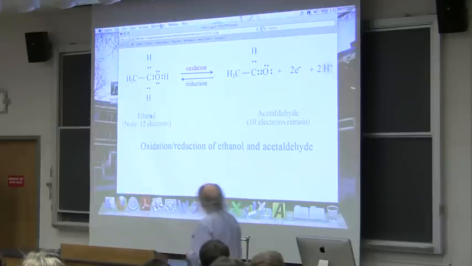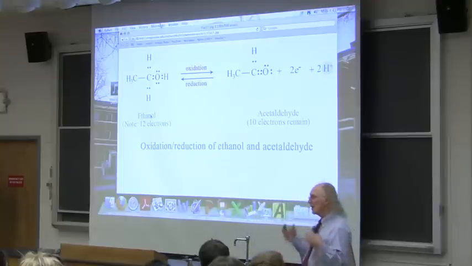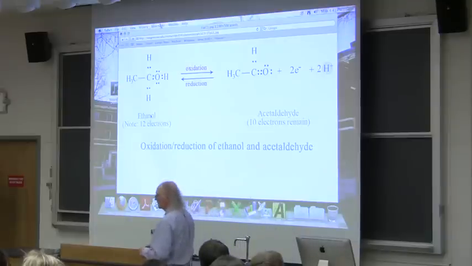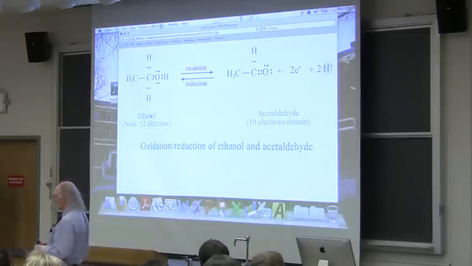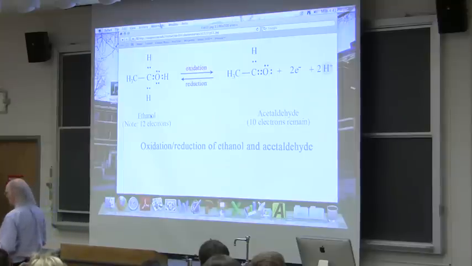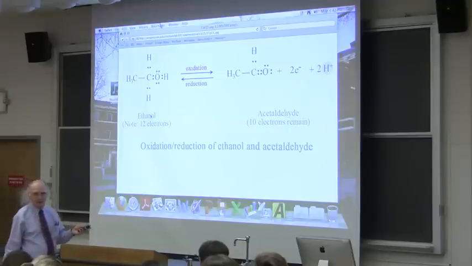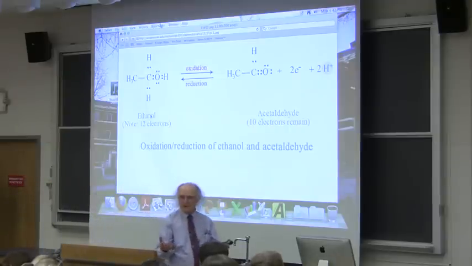Okay? So, if you want a definition for oxidation, oxidation always means loss of electrons. Reduction always means gain of electrons. For every oxidation, there is a corresponding reduction. Something that loses electrons here is giving them up to something else over here. Something else that gains these electrons will become reduced in the process.